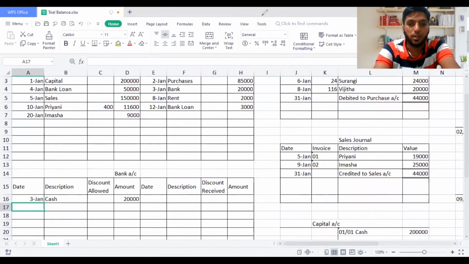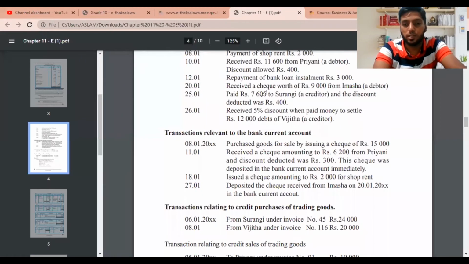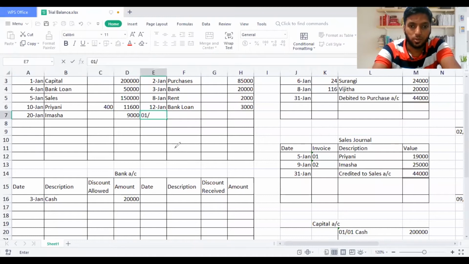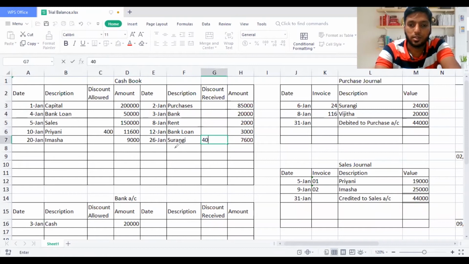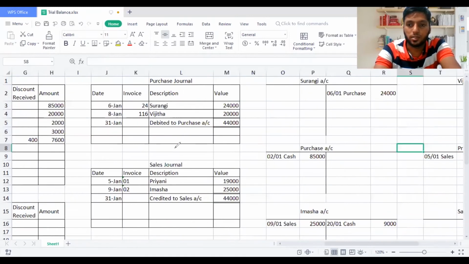What do you have? We have paid rupees 7,600 to Surangi, a creditor, and a discount was rupees 400. So we got a discount. They deducted a discount, but the amount we are paying is 7,600. We are making payment and we got a discount of 400. So I'll write here on 26th January we are paying Surangi 7,600 on the credit side of the cash book, and then we are receiving a discount of 400. So I'll record it under Surangi's account on the debit side. We're making a payment of 7,600 and we are receiving a discount of 400.